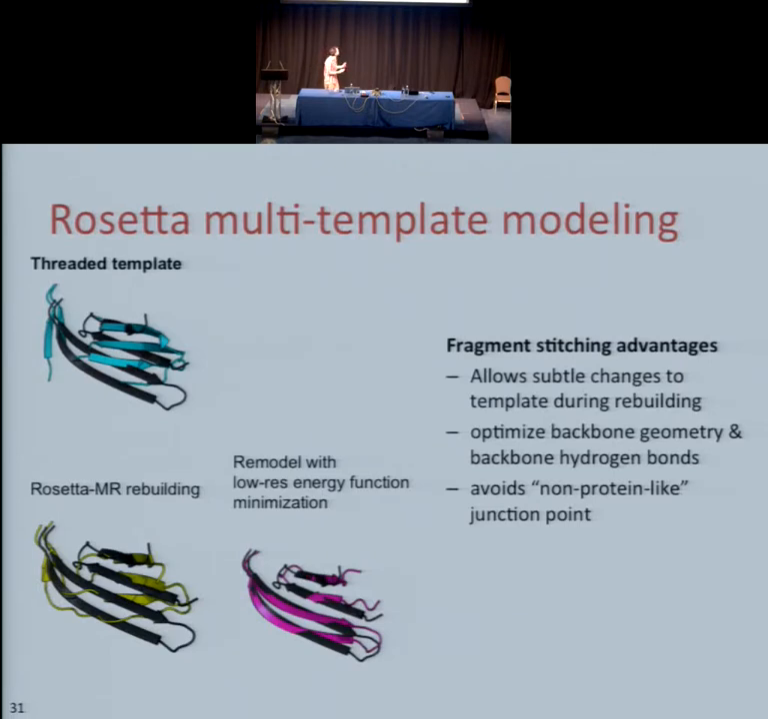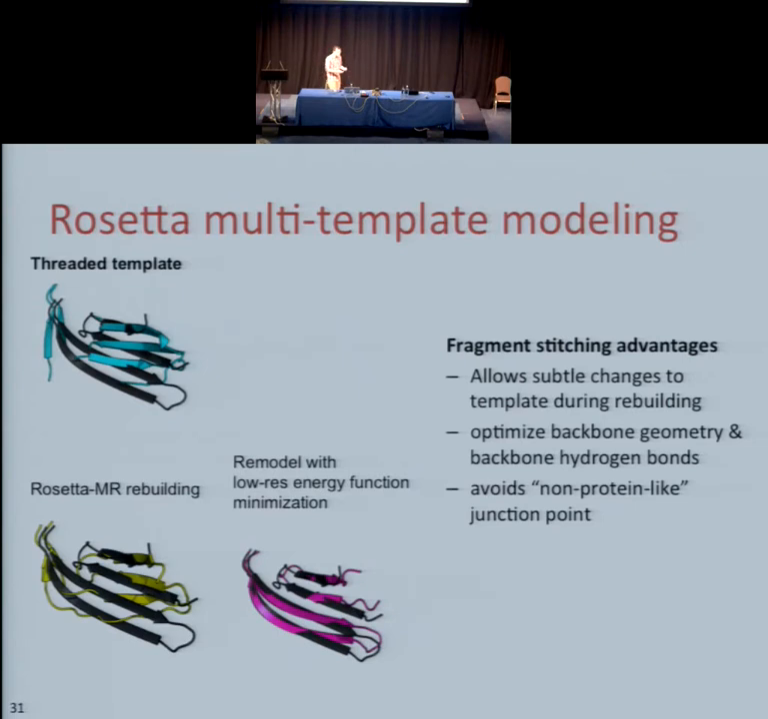It's not totally clear why this works better, but there's a number of possible reasons. First of all, as we're doing rebuilding, it allows subtle changes to the template structure itself, which I think in this case is probably the key factor. It also, when we minimize, so the centroid energy in Rosetta, because we don't have side chains, really features terms that optimize backbone geometry, backbone hydrogen bonding, and backbone sterics. And so it may be that preferentially optimizing these just gives us better models overall.